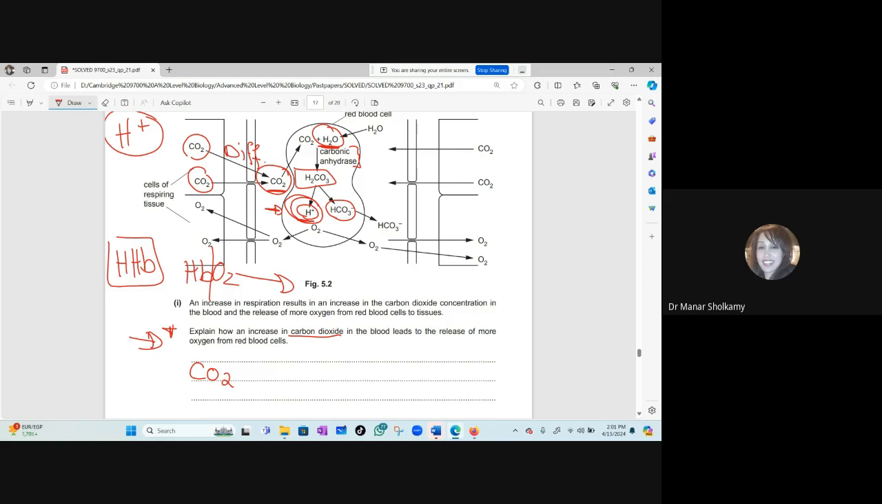So you will simply write the story of how the carbon dioxide is transported. It's a direct question. Nothing is tricky about this question. And you can also talk about the chloride shift. Why do the hydrogen carbonate ions go out? What will move in instead?